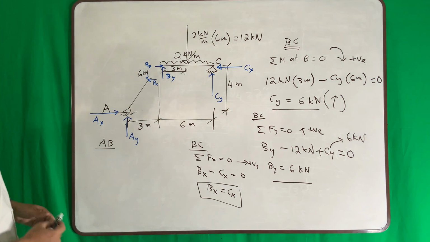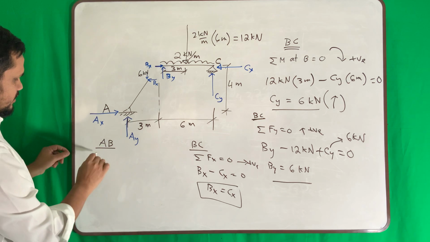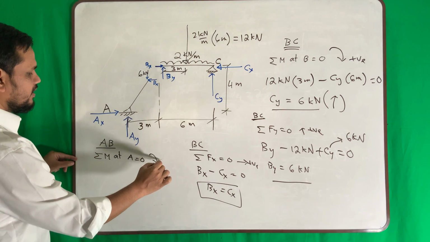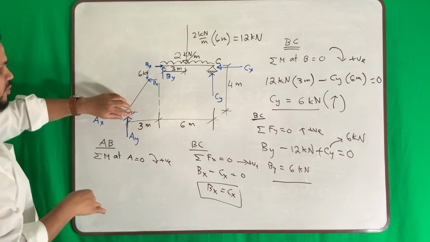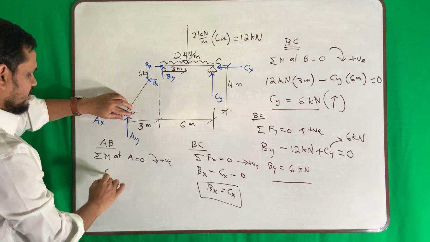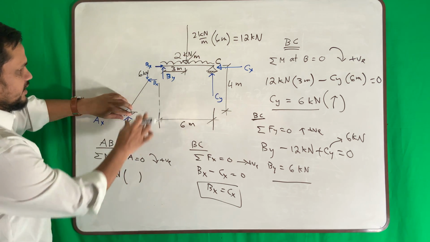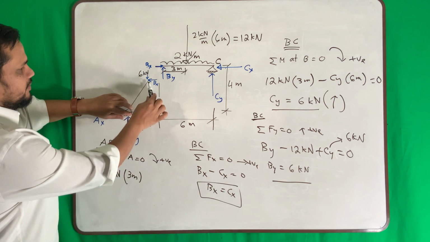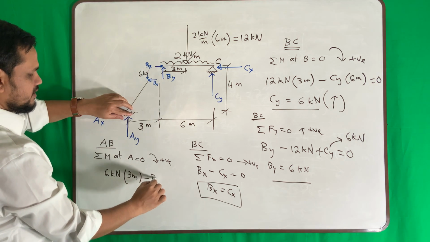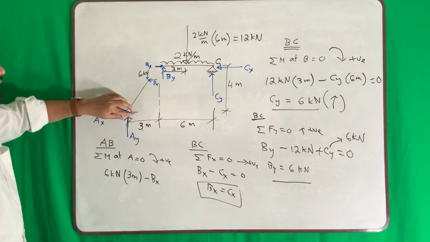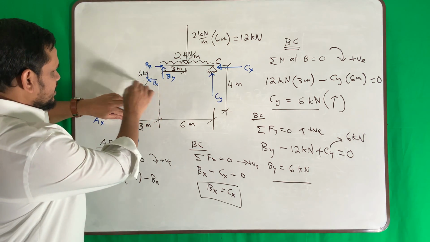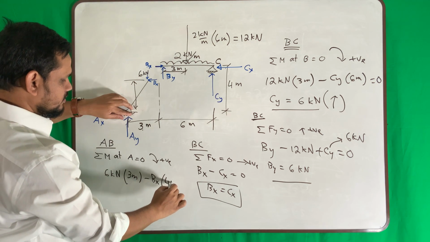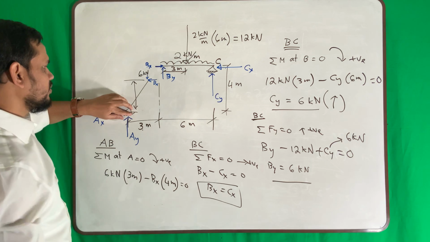this portion, and if I take moment at A, so summation of moment at A is 0, say clockwise moment positive, I'm taking moment here, first is 6 kilonewton. What is the distance? 3. So this distance is 3 meter. Then Bx that way, so minus Bx that way. What is the distance? The distance will be now this distance. What is this distance? 4, equals 0. No other force.